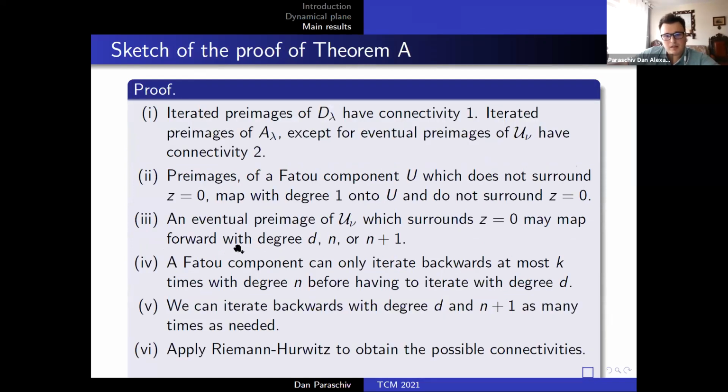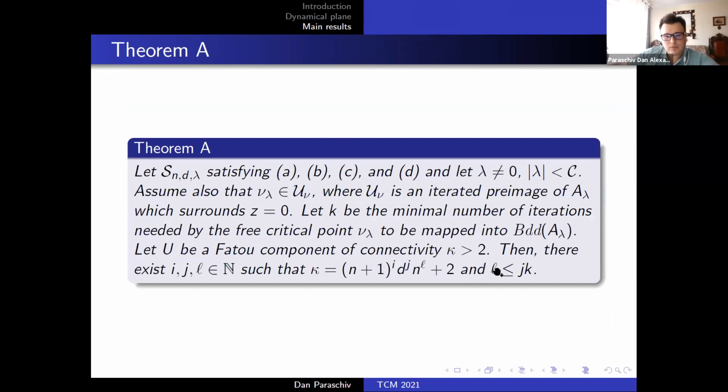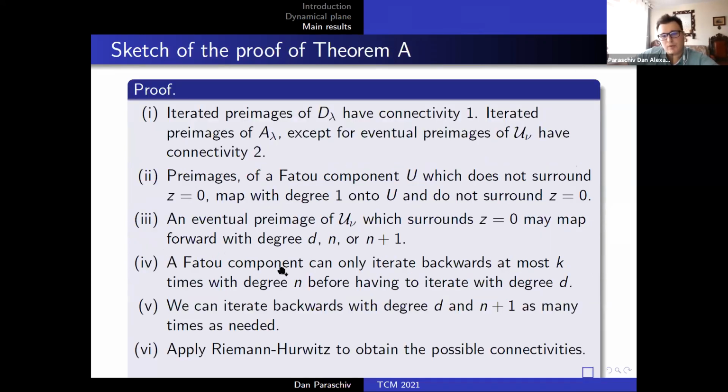Now, the condition which we have stated here arises from the fact that the Fatou component in our family can only iterate backwards at most k times with degree n before having to iterate with degree d. So that inequality arises naturally. And we can iterate backwards with degree d and then n plus 1 as many times as needed in our family. Now finally we apply Riemann-Hurwitz and we conclude the proof of the statement.